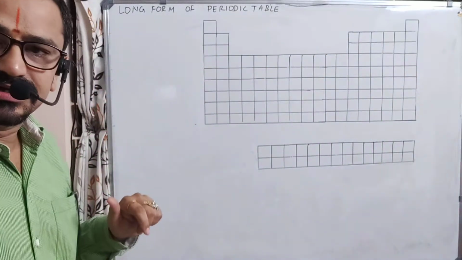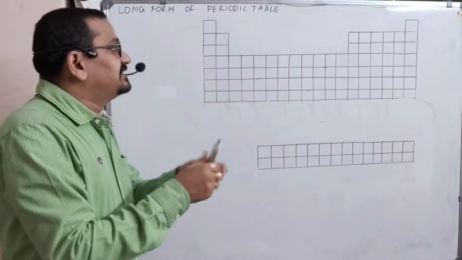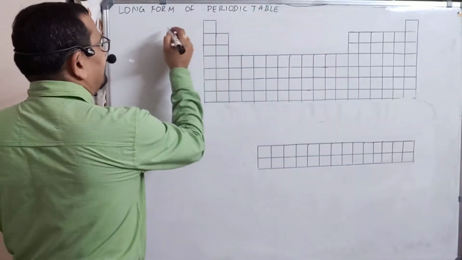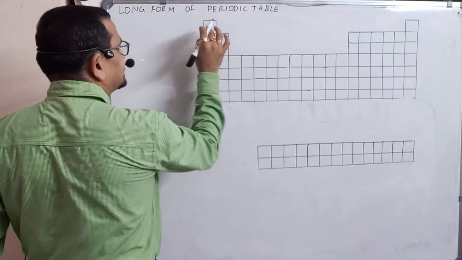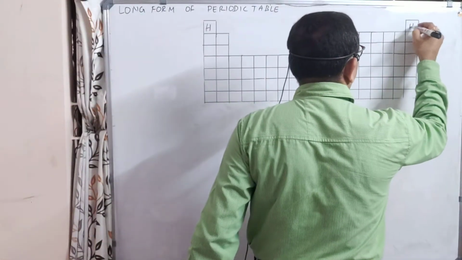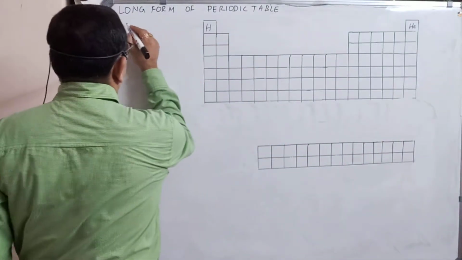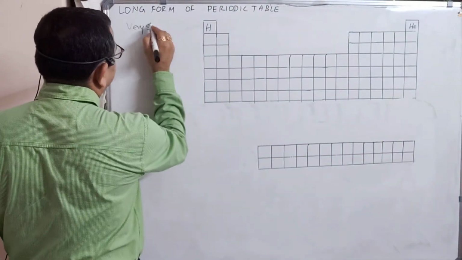So, let's make a small correction. Thus, the elements were arranged in this long form of periodic table. The first period contains only 2 elements, namely hydrogen and helium, and that's why it is called the very shortest period.